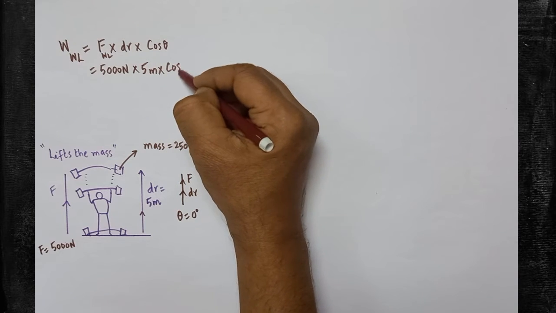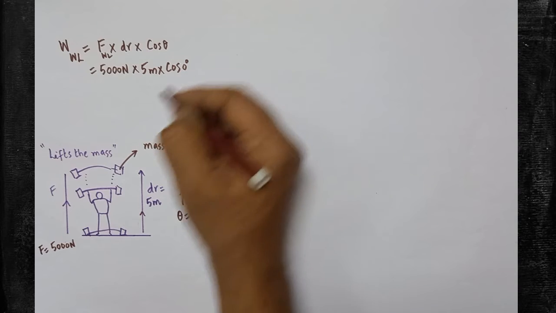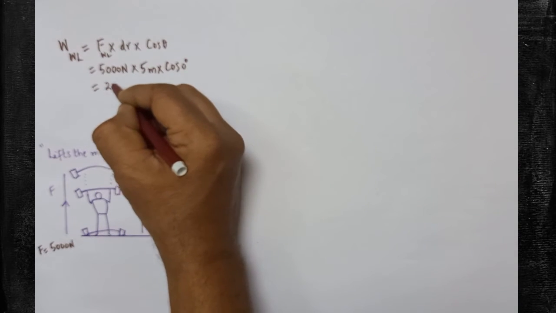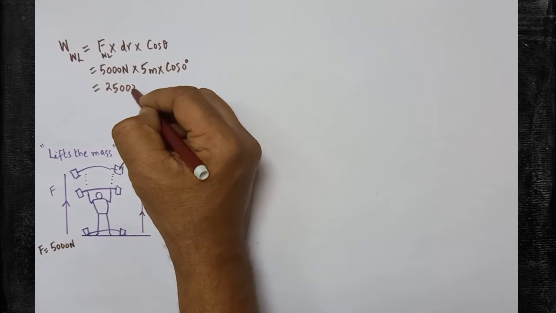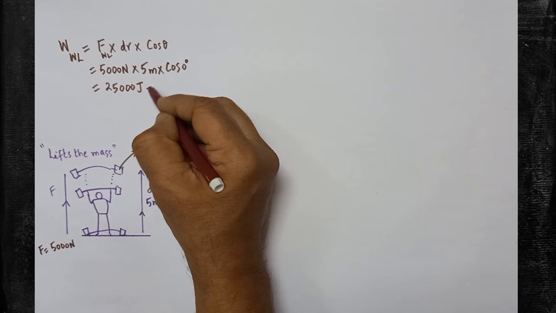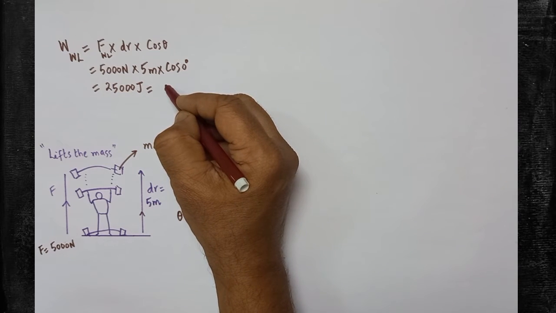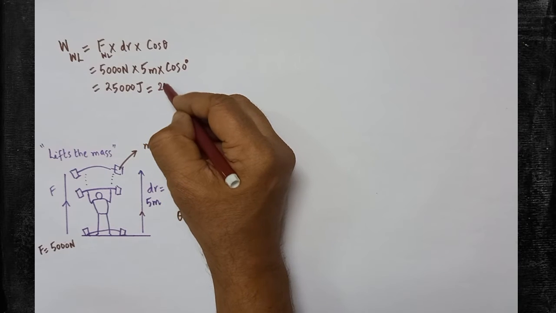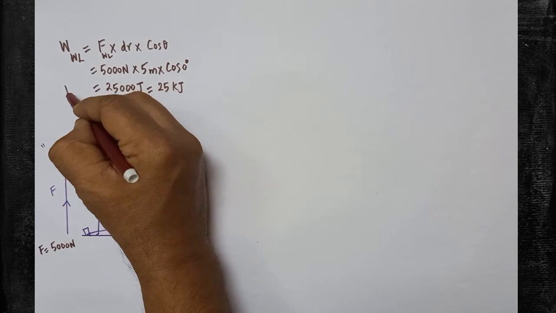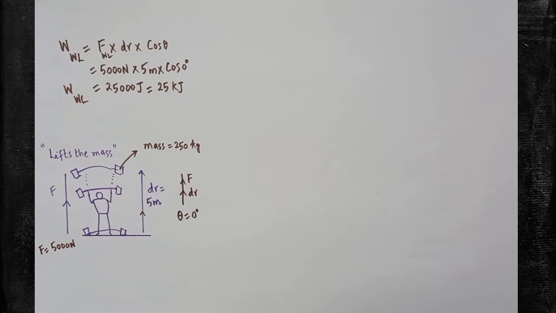Here, instead of theta, substitute 0 degree. Cos 0 value is 1. After multiplication, you will get 25,000 joule. 1 kilojoule is equal to 1000 joule, so 25,000 joule can be written as 25 kilojoule. So this is the work done by the weightlifter. Very simple problem.